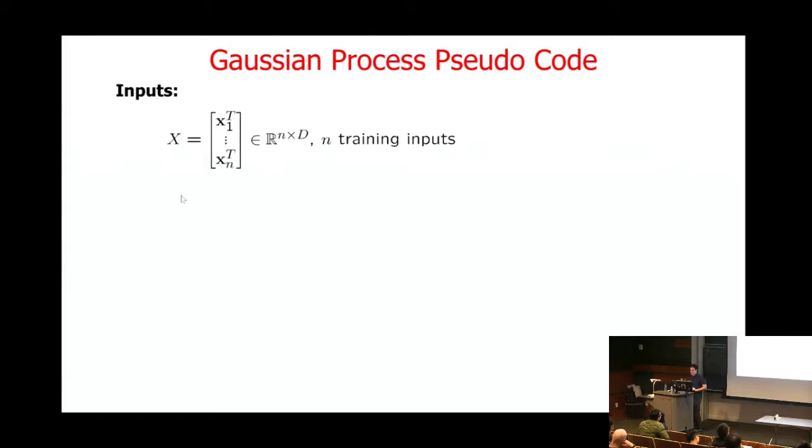Okay, so these are our training inputs. We also have some training targets. We want to do regression, so we have input-output pairs. And those training targets are denoted with this y vector, y1, y2, yn. We have n of these points. This is our training data, input-output pairs.